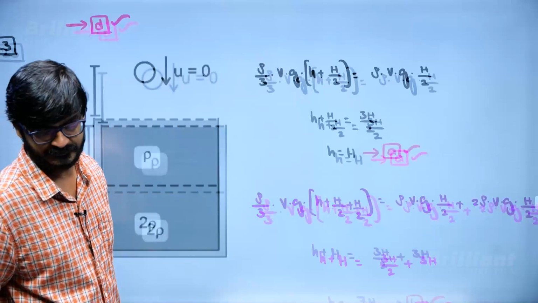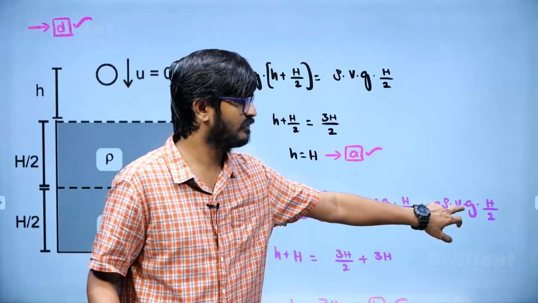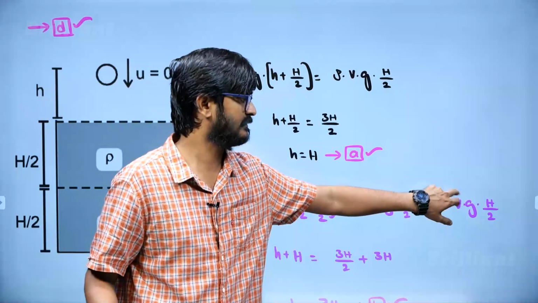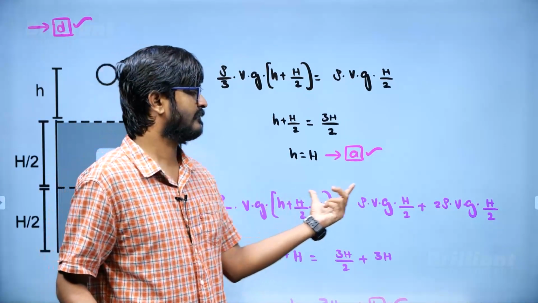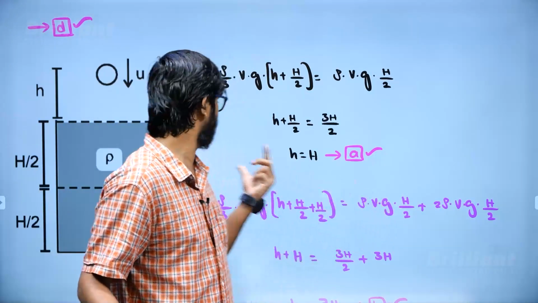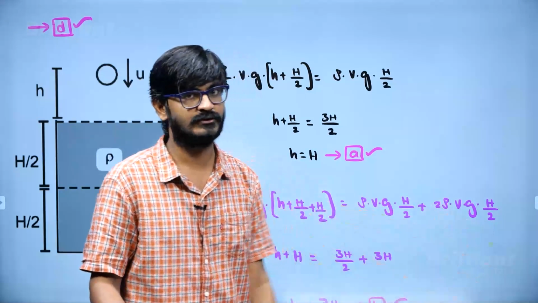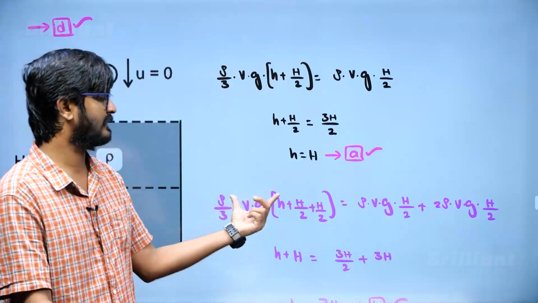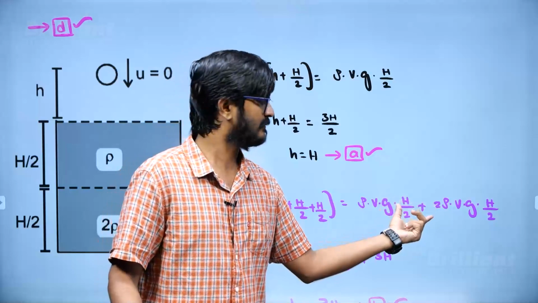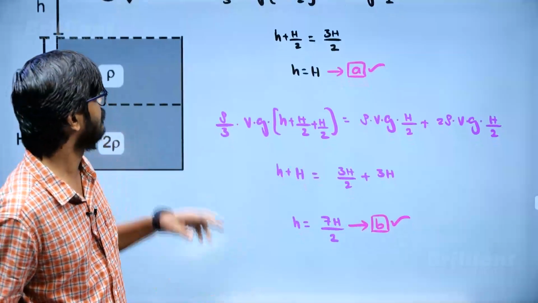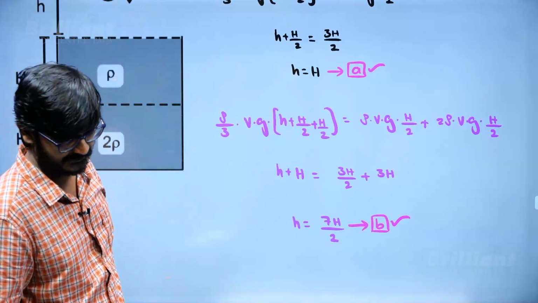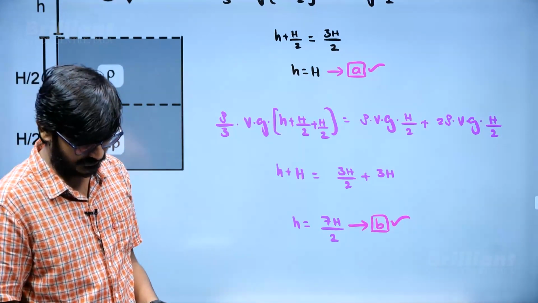This buoyancy will be density of that liquid into volume into g, that's the buoyancy, into h by 2. So work done by gravity plus work done by the first buoyancy plus work done by the second buoyancy, total work done equals 0, or magnitude wise work done by gravity equals work done by both the buoyancies. When you do that, you will be getting 7h by 2. So the minimum height needed is 7h by 2. So option B is also correct.